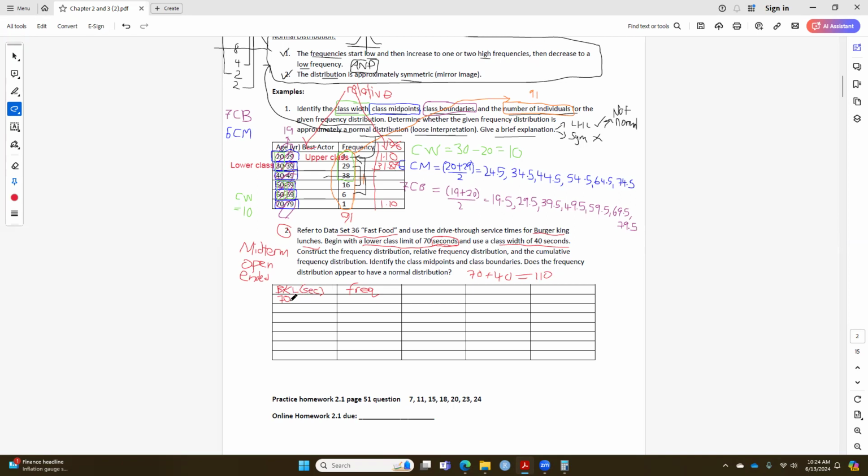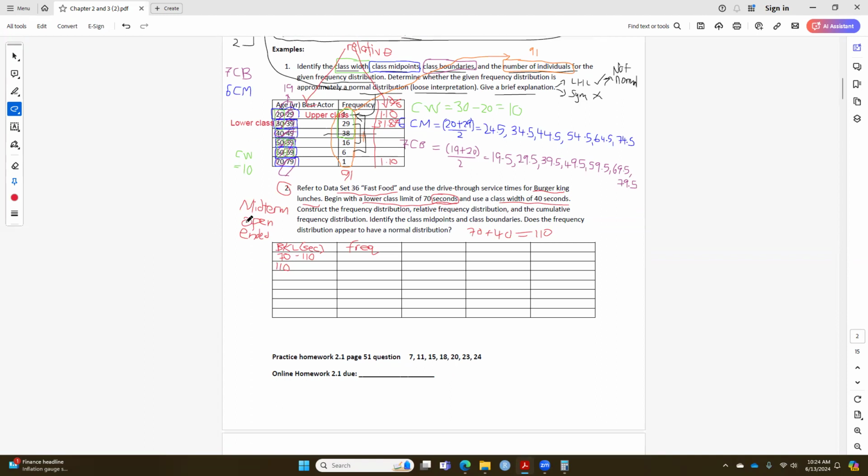This is important. Do we put it on the upper class limit, or do we put it on the next lower class limit? So where should we put 110? Lower class? Correct. Okay, so make sure you understand this. Do not put 110 here. You will get it wrong.